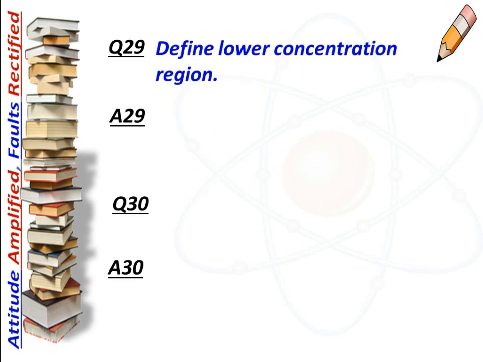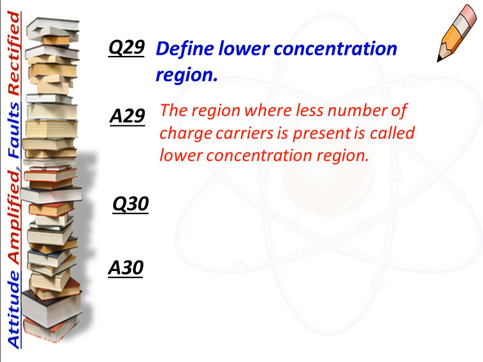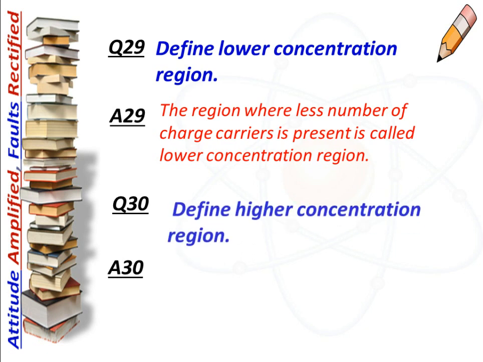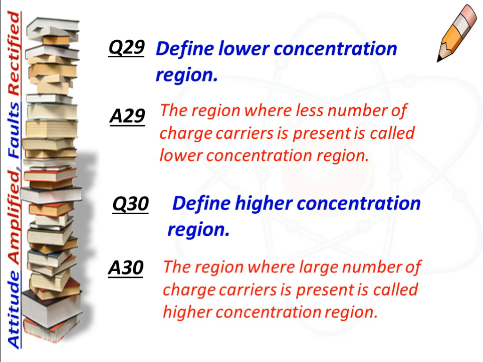Next question is, define lower concentration region. Answer is, the region where less number of charge carriers is present is called lower concentration region. Define higher concentration region. The region where large number of charge carriers is present is called higher concentration region.